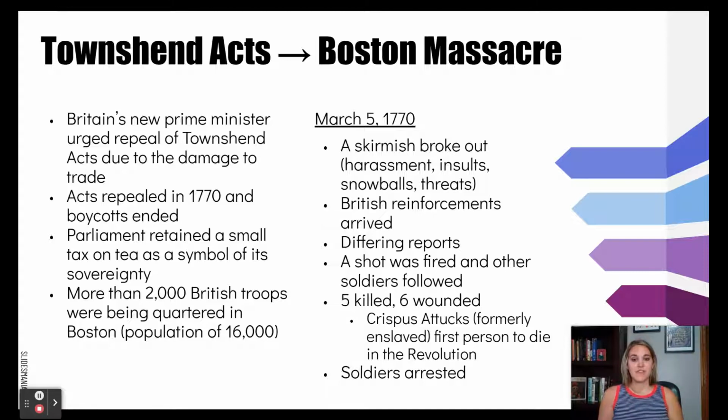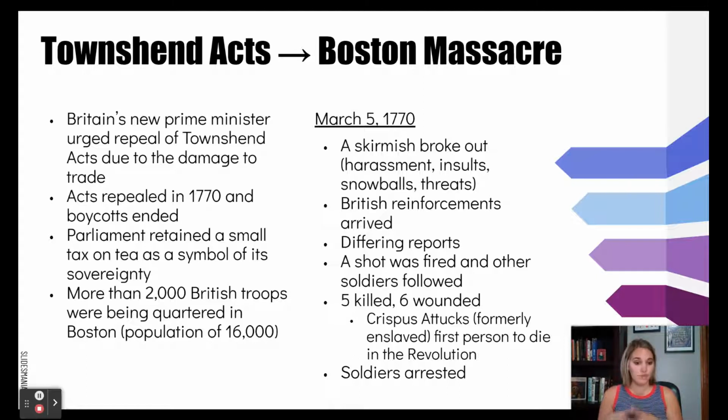So on March 5th, a skirmish is going to break out. There's harassment, insults, snowballs, all kinds of things. And it's just a group of colonists against one lone British soldier. And he's going to call for reinforcements. They arrive. Differing reports happen next, but as many as 300 to 400 people were there. A shot is fired, and 5 people are killed, 6 are wounded.